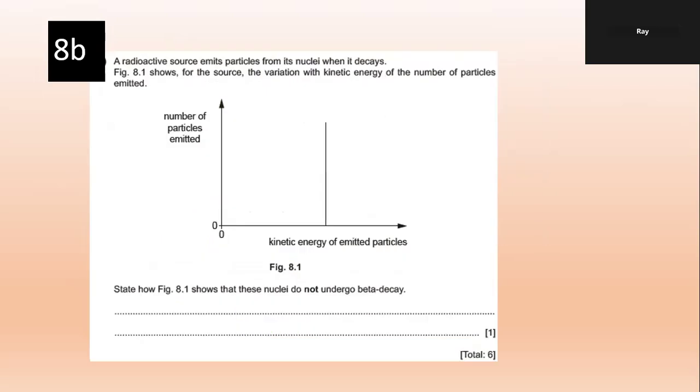A radioactive source emits particles from the nuclide when it decays. Figure 8.1 shows for the source the variation with kinetic energy of the number of particles emitted. State how figure 8.1 shows that the nuclei do not undergo beta decay. One energy only.